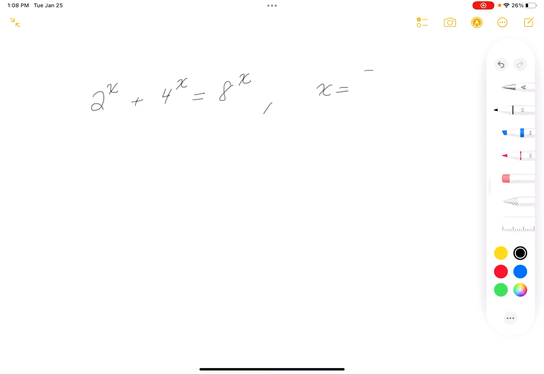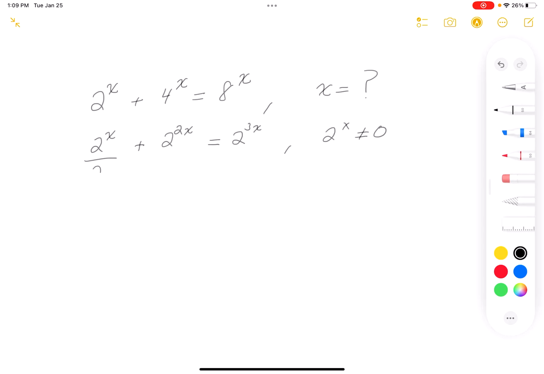It's a real number. My recommendation is, maybe get the same base. Let's put this down. So this will be 2 to the x. 4 is 2 squared, so this is 2 to the 2x. And then 8 would be 2 cubed, so this would be 2 to the 3x. Now I want to point out 2 to the x is never equal to 0. So what I'm going to do to simplify the problem is divide both sides by 2 to the x.